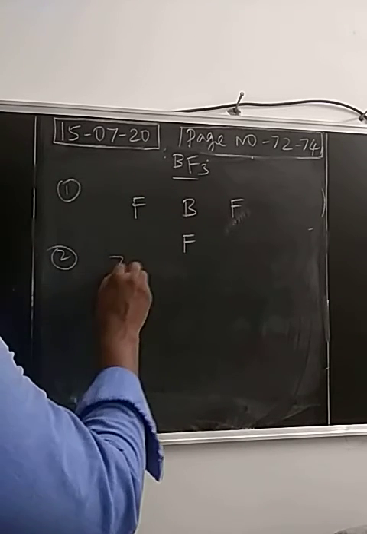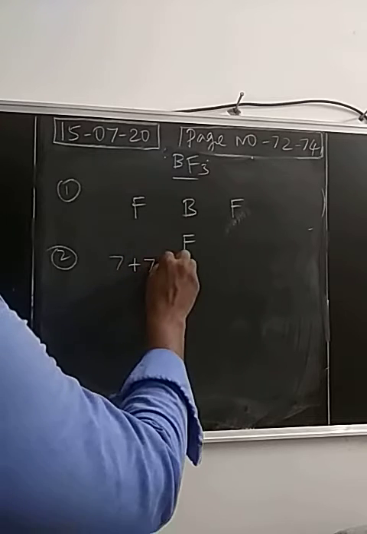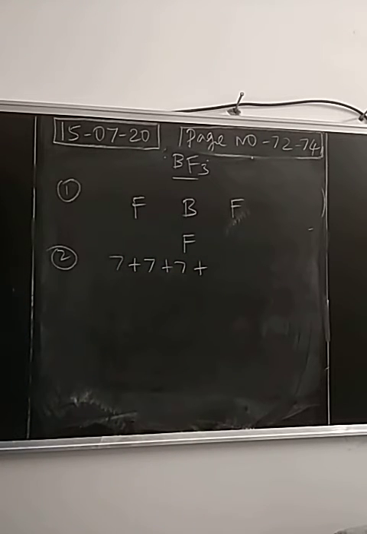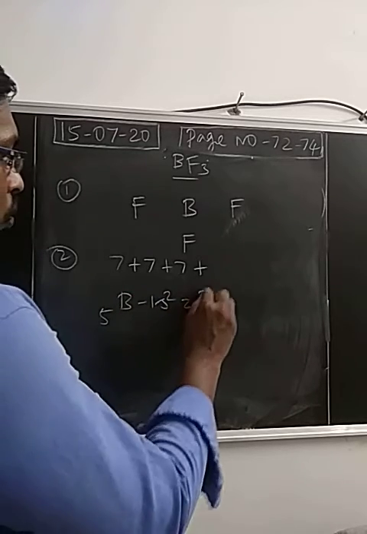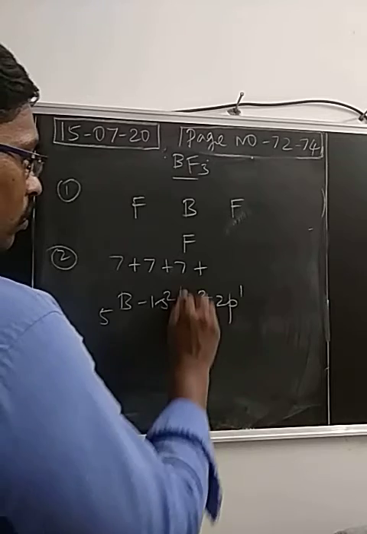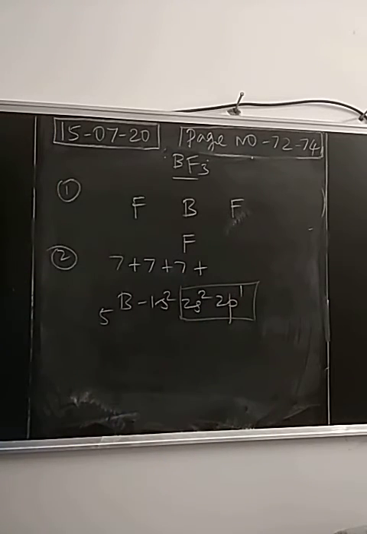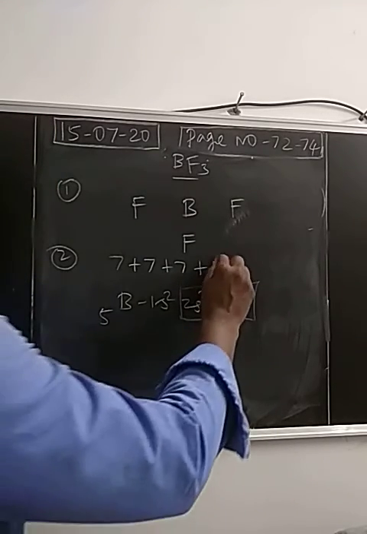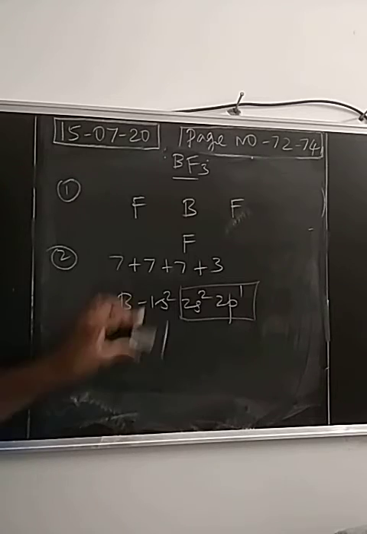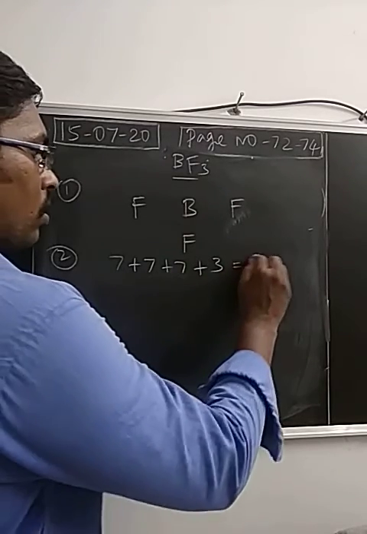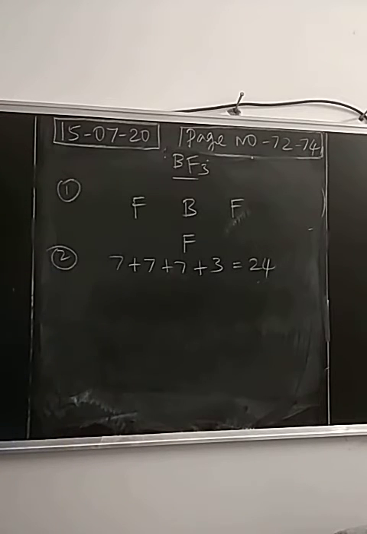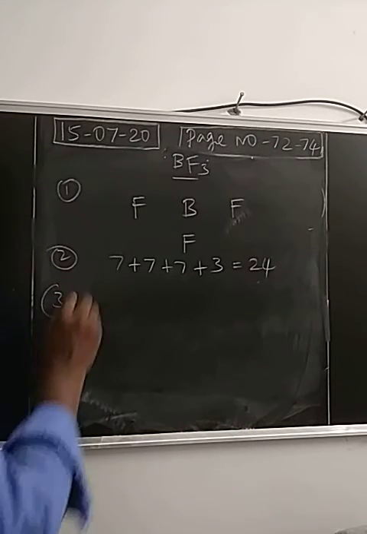For fluorine, valence electrons 7. Totally we have 3 fluorine atoms. What about boron? Boron atomic number 5, 1s2, 2s2, 2p1. So valence electrons 3, right? So totally 24 electrons. What about the third step?